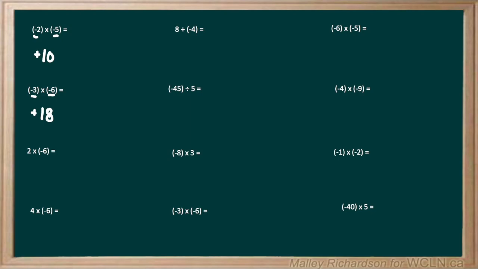Next we have 2 times negative 6. Well, this 2 is positive, and this 6 is negative, so we'll end with a negative answer. 2 times 6 is 12, and then we can't forget about our negative, so our answer is negative 12.